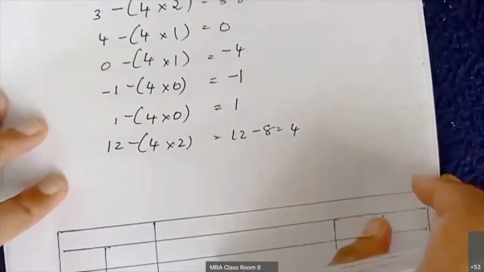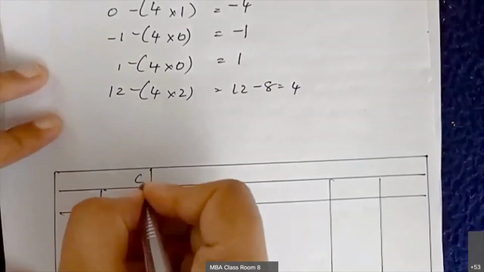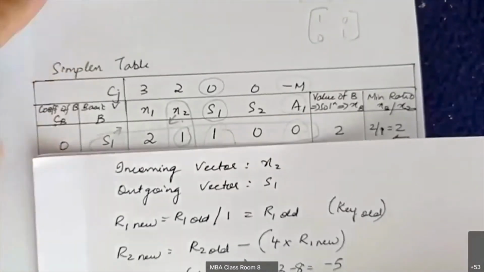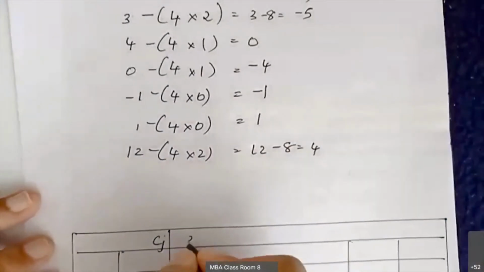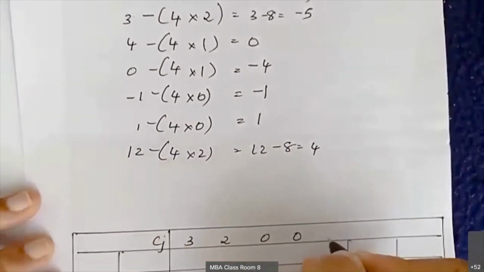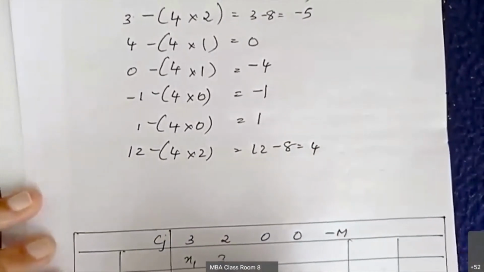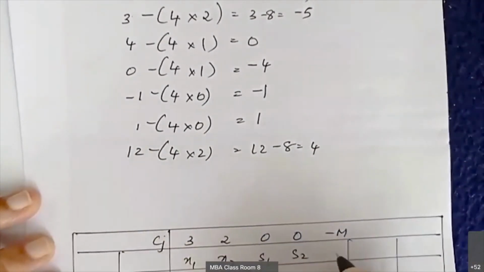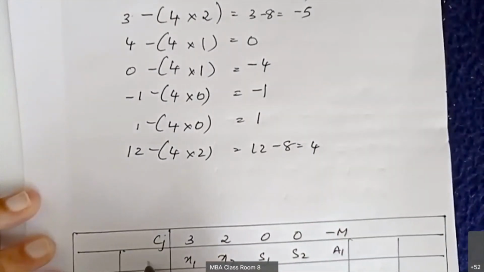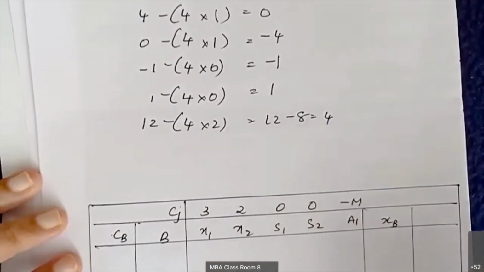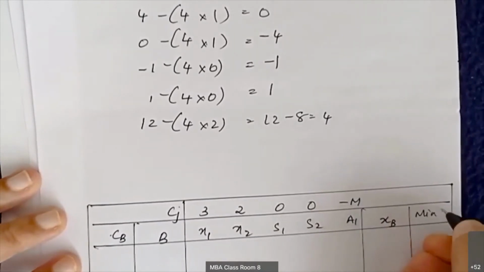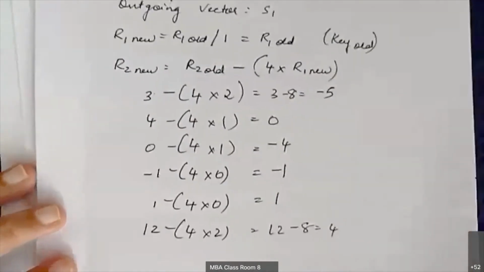On the first row we have Cj. Cj is the same, there will be no change. You can just copy down the values of Cj from the previous table. It is 3, 2, 0, 0, and minus m. Then x1, x2, s1, s2, and a1. Here we have b. Here we have the coefficient of basic variable, cb. Here we have the value of the basic variable, represented by xb, and over here we have the minimum ratio.